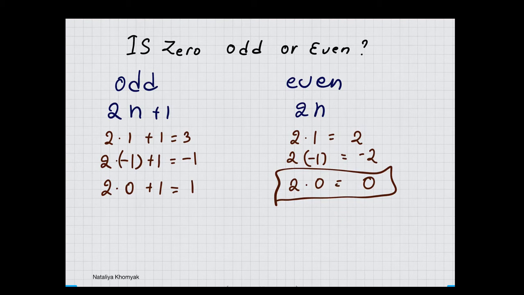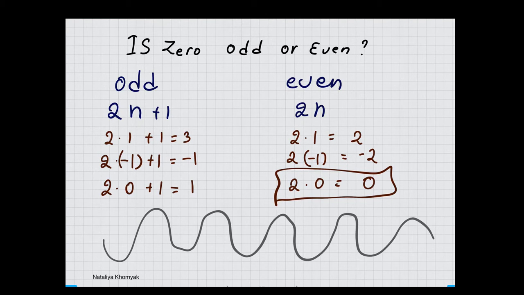And there is a more fun way of showing it to your students. Let me draw a number line. I'm going to get a few numbers from negatives to positives. So let's have -3, -2, -1, 0, 1, 2, 3.